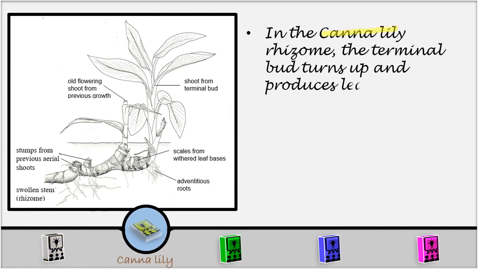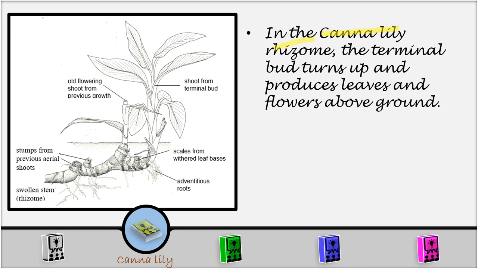In canna rhizome, the terminal bud turns up and produces leaves and flowers above the ground. So we have our ground level here, and we have a terminal bud here. This terminal bud turns up and produces the leaves and flowers above the ground level.